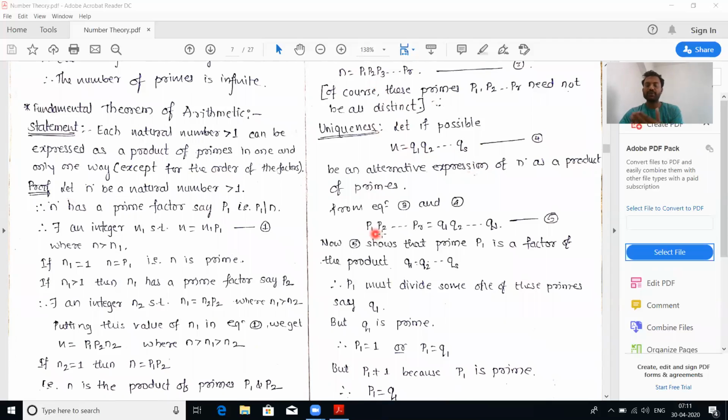So we are writing P1, P2, P3, and so on up to Pr is equal to Q1, Q2, Q3, and so on up to Qs. Now these products are equal. P1 multiplied up to Pr and Q1, Q2, and so on up to Qs, these both are equal. But we cannot yet say that this is a unique expression, because you may write the multiplication of two numbers in different ways.